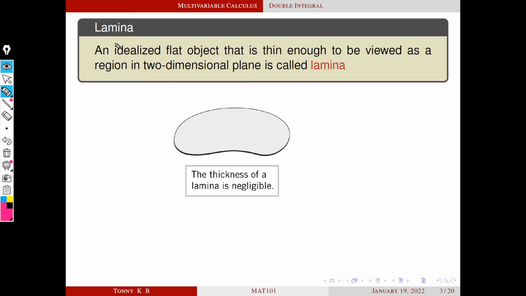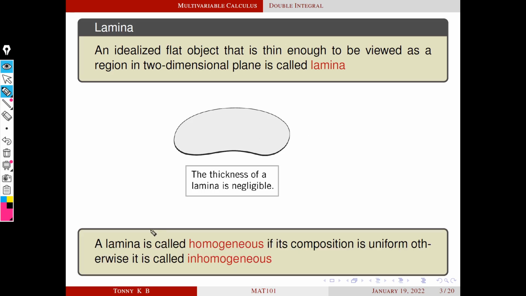First I am going to define a term, lamina. It's an idealized flat object that is thin enough to be viewed as a region in the two-dimensional plane. That means we can assume that its thickness is negligibly small. So we can view a lamina as a subset of our plane R2, or the xy plane.